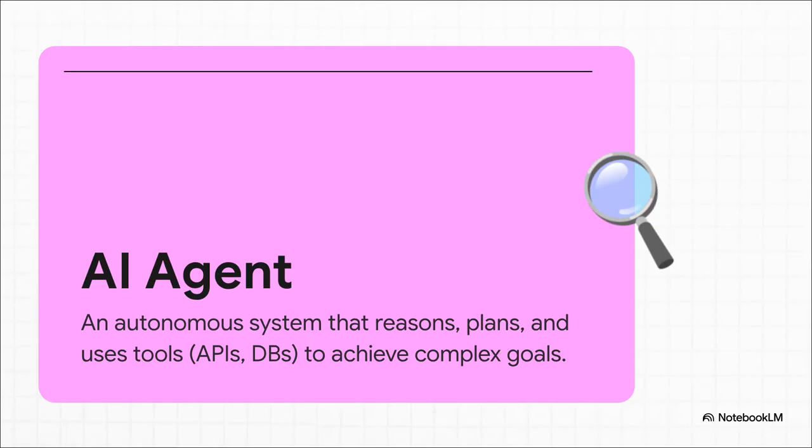An AI agent is a complete game changer. It's an autonomous system that doesn't just talk, it acts. It can reason about a problem, break it down into a multi-step plan, and then actually use tools like calling an external API or querying a database to execute that plan. We're moving from a conversational search engine to, essentially, a virtual employee.